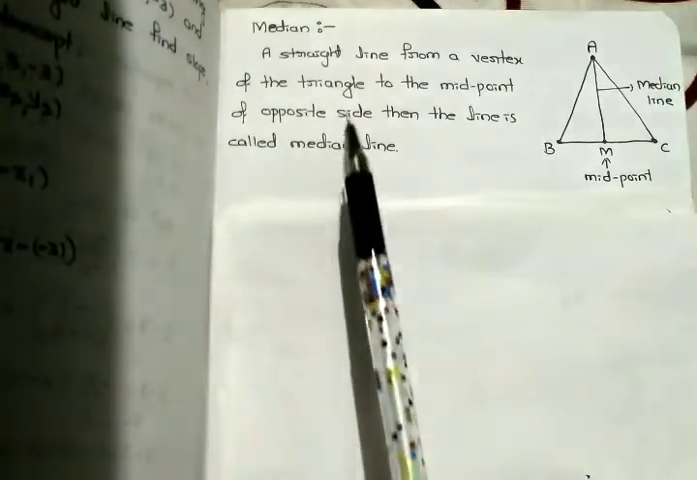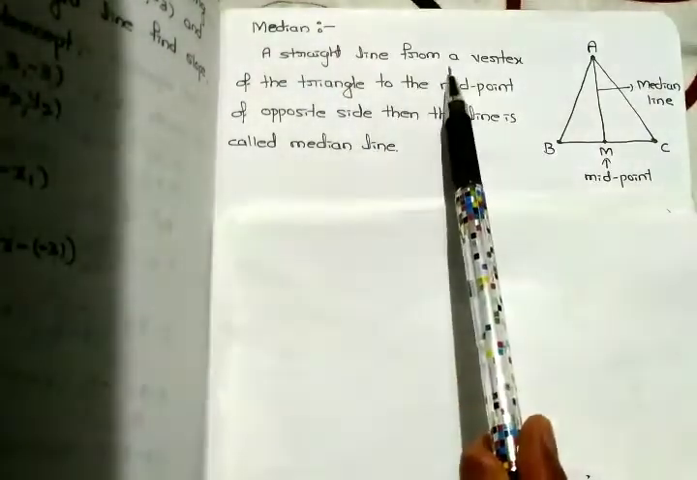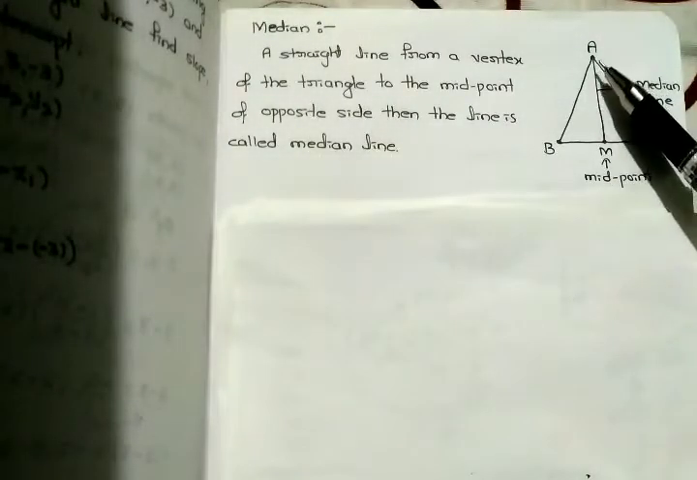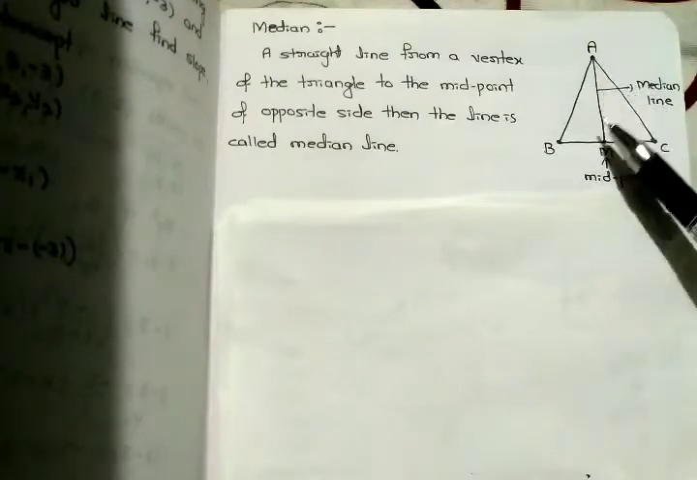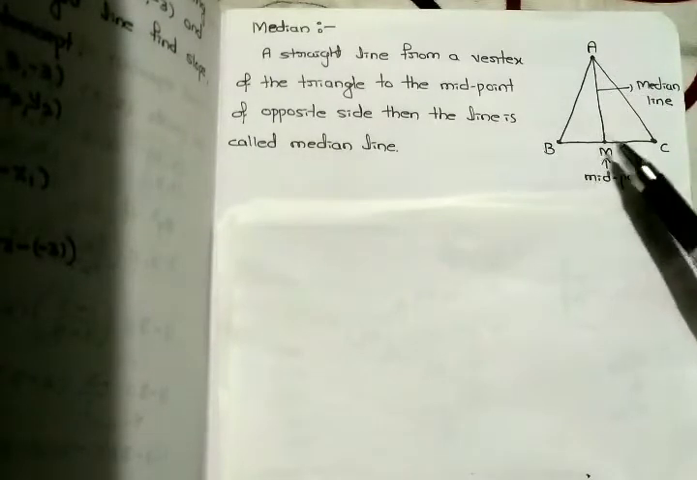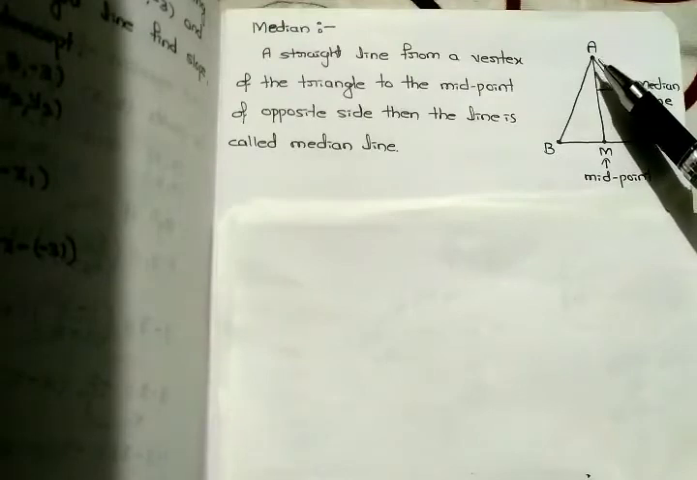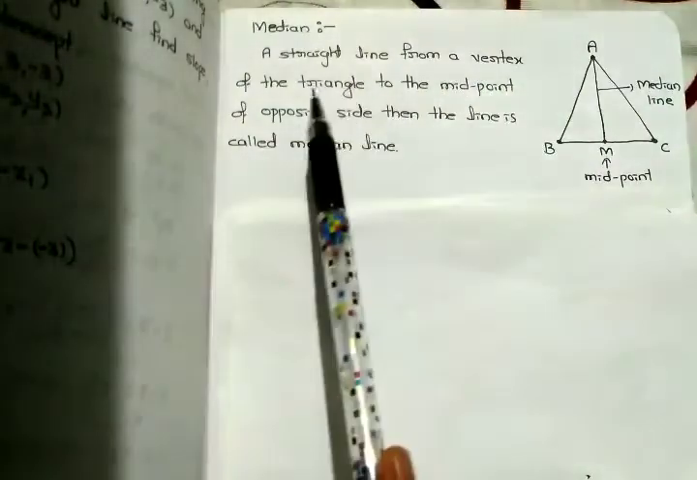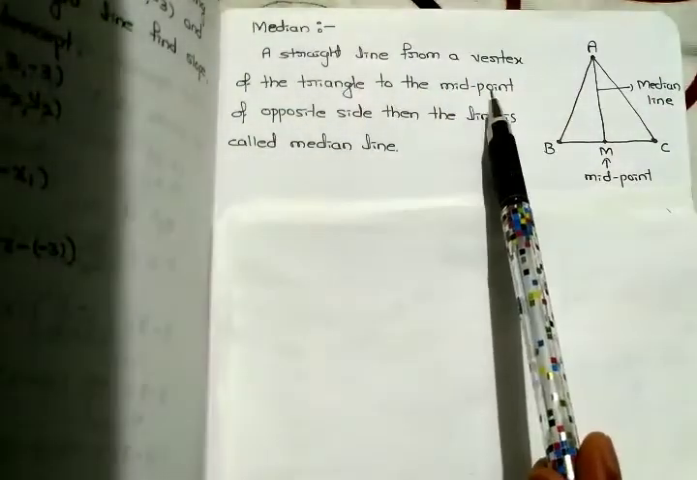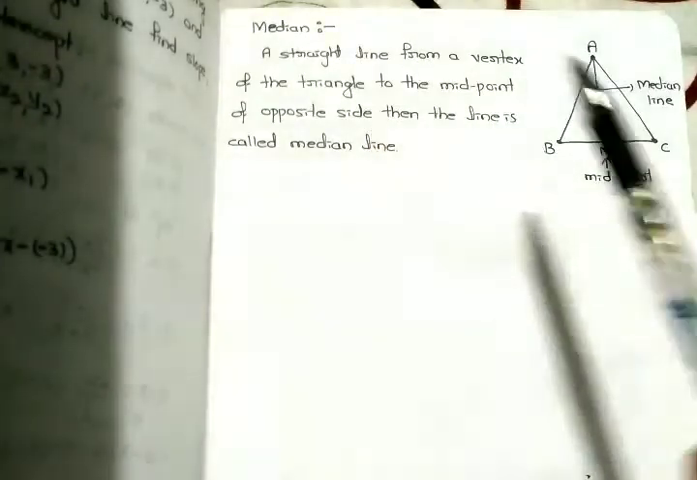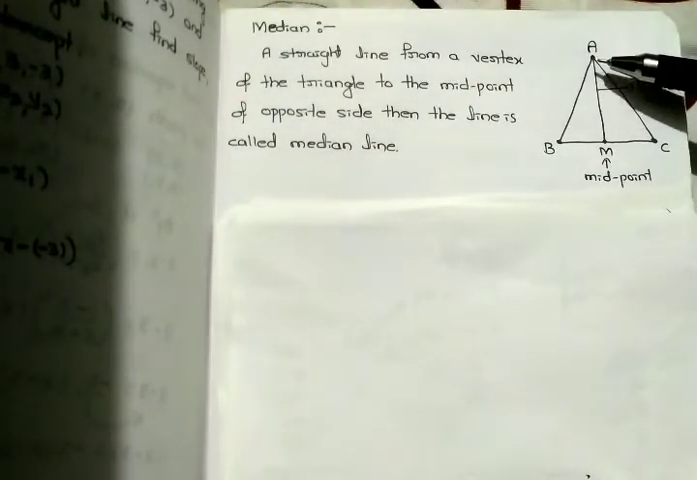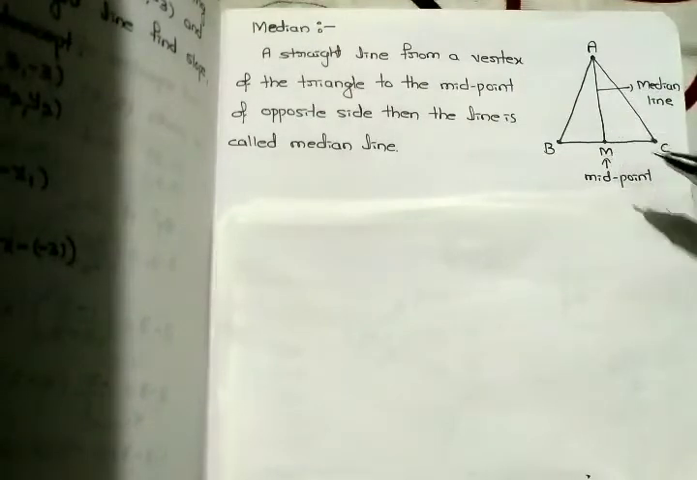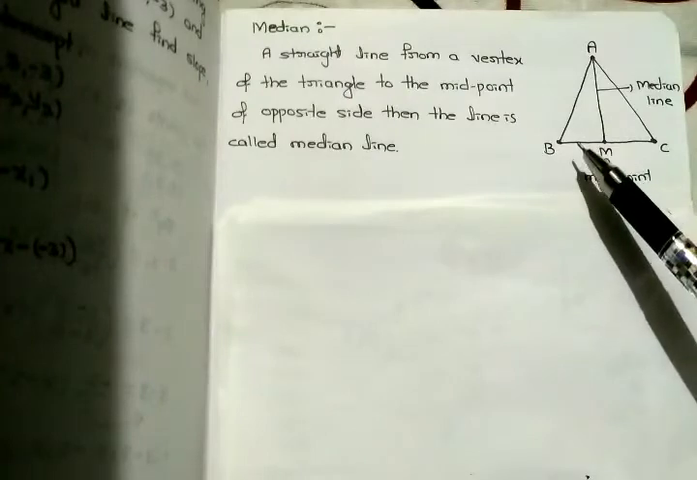See, median line means this is the straight line from a vertex of the triangle. Any one vertex, either from A or B or C. Here I am considering from A point. See, a straight line from a vertex of the triangle to the midpoint of the opposite side. So once you start this straight line, where it will go? It will touch to what? The midpoint of the opposite side. Which one is the opposite side here?